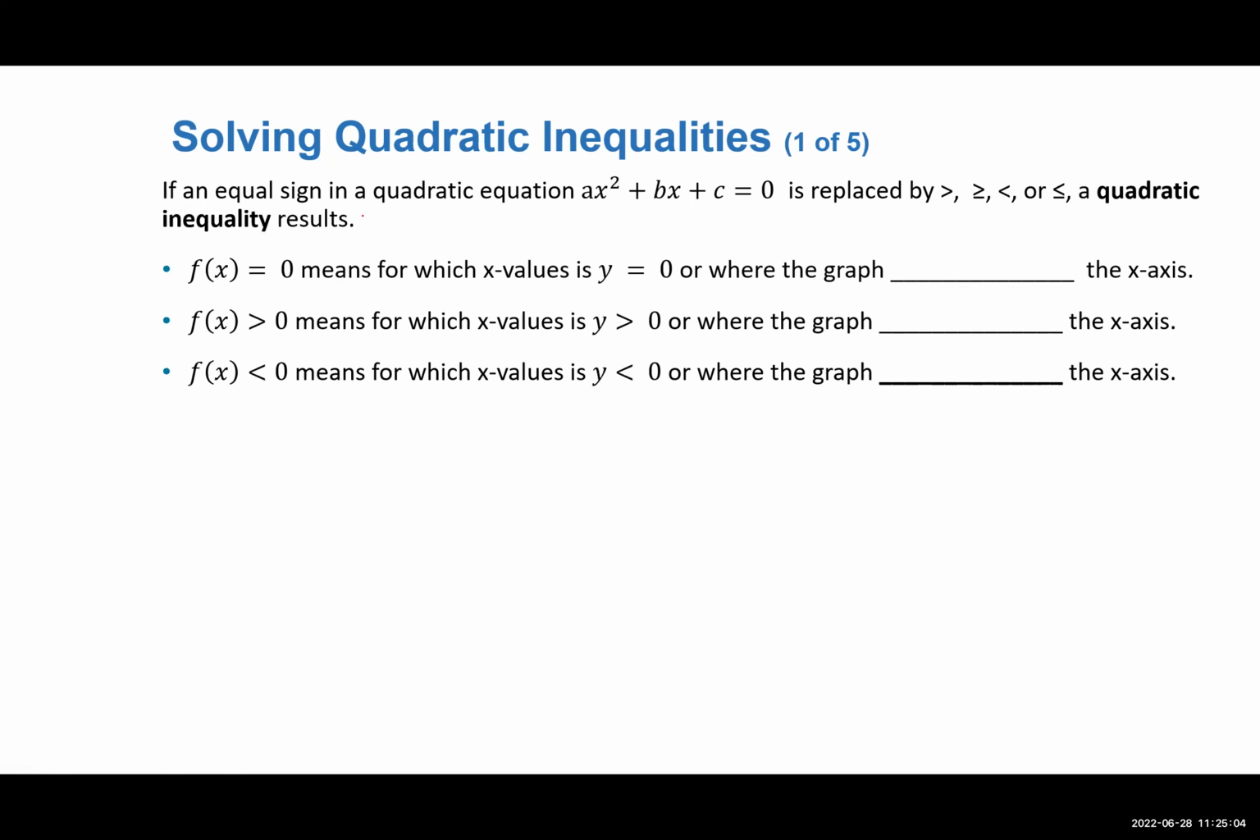If an equal sign in a quadratic is replaced by one of these inequality symbols, then that's how we get a quadratic inequality. So f of x equals 0 means that the x values are where they cross the x-axis. They're actually on the x-axis. So when it says equal to, we're looking right here on the x-axis.